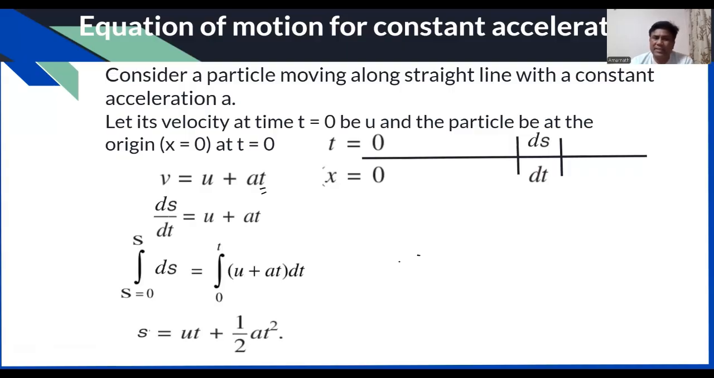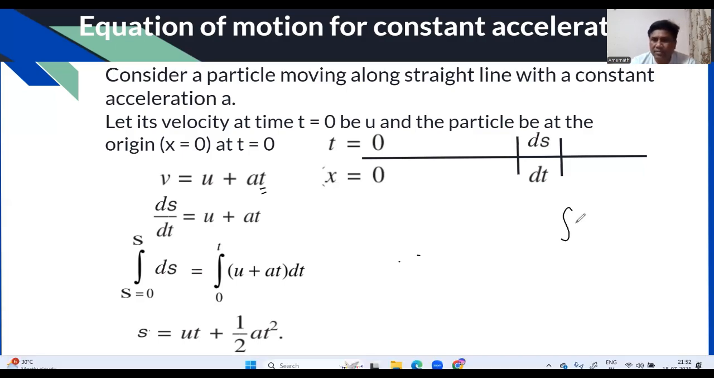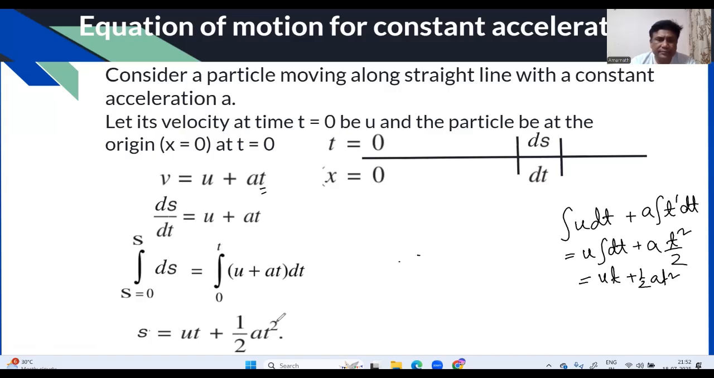The integration of ds is s. The integration of u dt is ut only, because u is constant. Then the integration of at dt, and t dt is nothing but t to the power 1 dt. Already I have told you, it will be t square by 2 only. So it means half a t square. So this is the second equation of motion, very important.